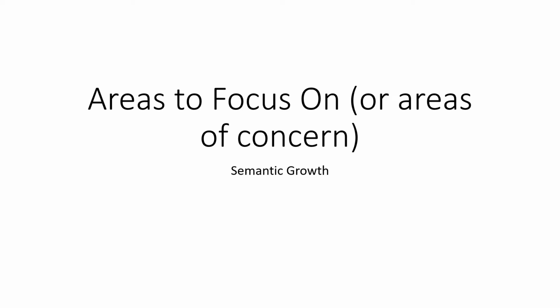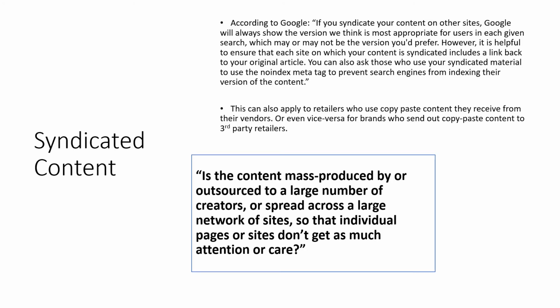So here are a couple of areas to focus on, or you can also call them areas of concern. First of all, syndicated content. According to Google, if you syndicate content on other sites, Google will always show the version we think is most appropriate for users in each given search.